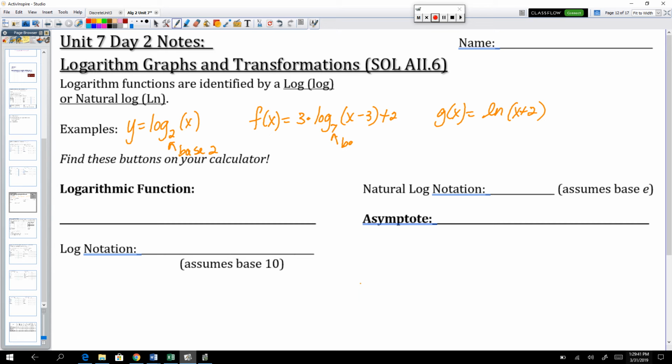That's a base 7. You may see g of x equals natural log of (x plus 2). This is actually base e. E is a number like pi. It's a special number. Let's find these buttons on our calculator so that we know where to find them.